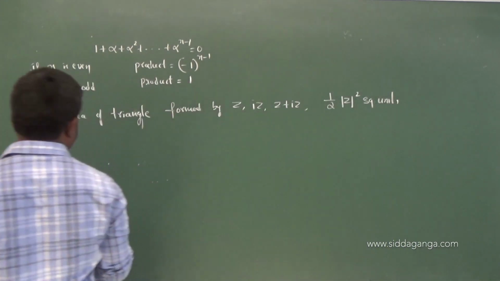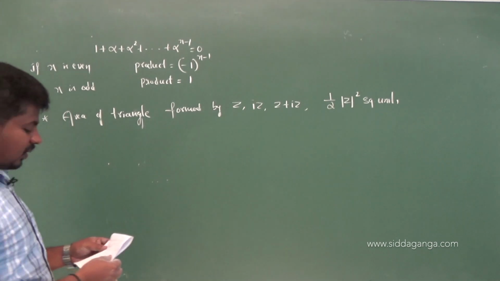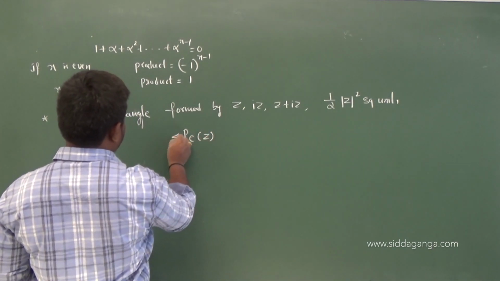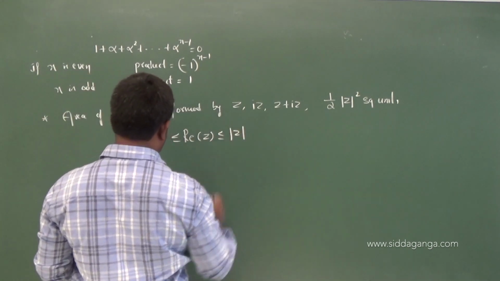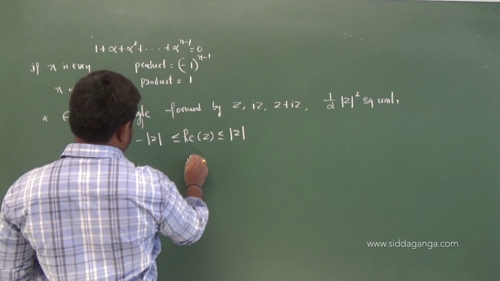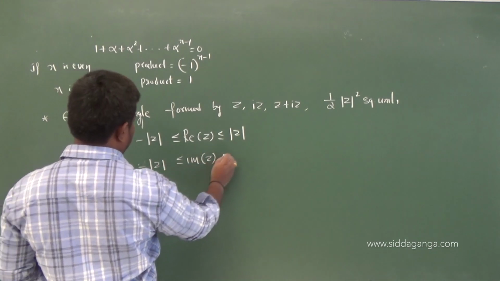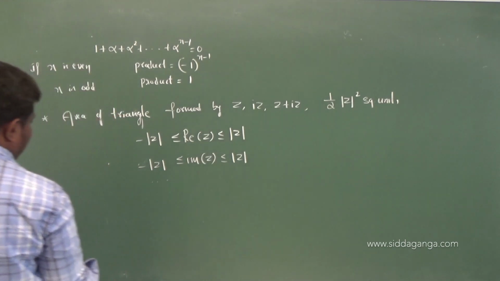In the same way, some other points are like this. Real part of z is always greater than or equal to minus mod z and less than or equal to mod z, and imaginary part of z is also always greater than or equal to minus mod z and less than or equal to plus mod z. So some other results are like this.